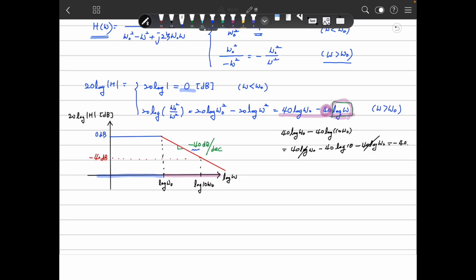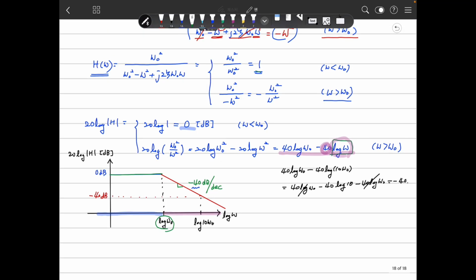Why? When the frequency is smaller than omega 0, the gain is 0 dB. 0 dB means the magnitude is 1. That means the input and output magnitudes are the same. But at high frequency compared to the corner frequency, the magnitude is decreased, especially with minus 40 dB per decade. That means that value is very small. Minus 20 dB means about 1/10. 40 dB means it is 1/100th.